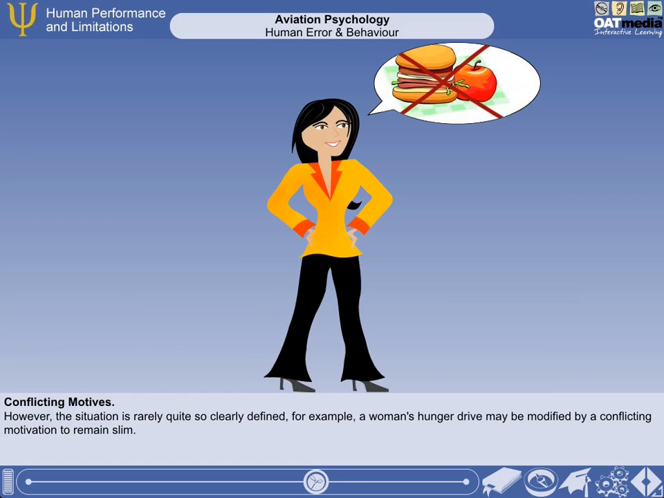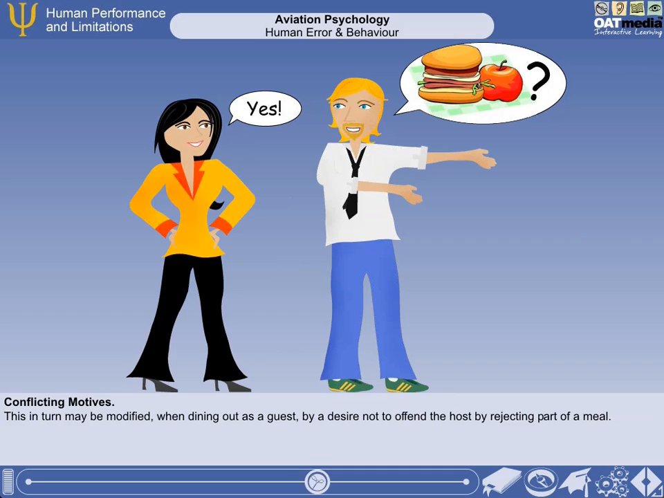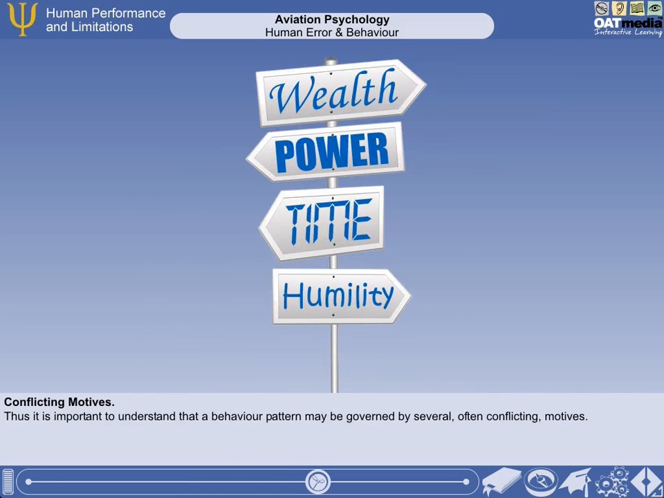However, the situation is rarely quite so clearly defined. For example, a woman's hunger drive may be modified by conflicting motivation to remain slim. This in turn may be modified, when dining out as a guest, by a desire not to offend the host by rejecting part of a meal. Thus, it is important to understand that a behaviour pattern may be governed by several, often conflicting motives.